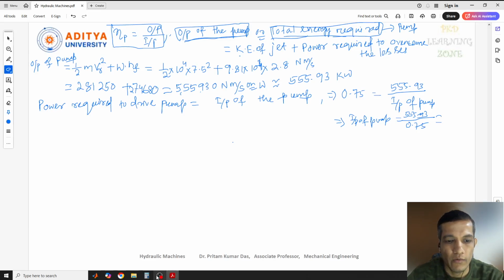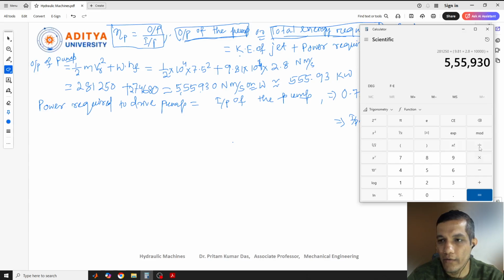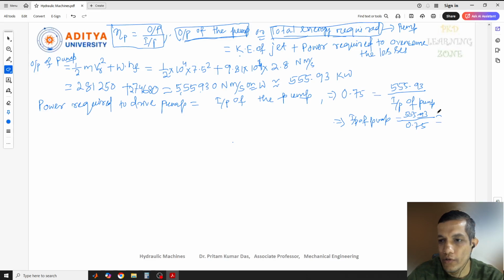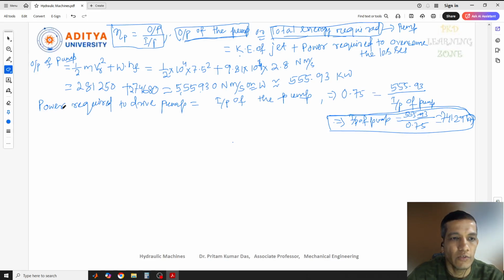So what value we got here, we divide by 1000, and again divide by 0.75, so we get 741.24. So this much is the input of the pump. The input of the pump is nothing but the power required. So this is the first one. First we have calculated for the first condition the power required of the pump, which is nothing but the input of the pump.